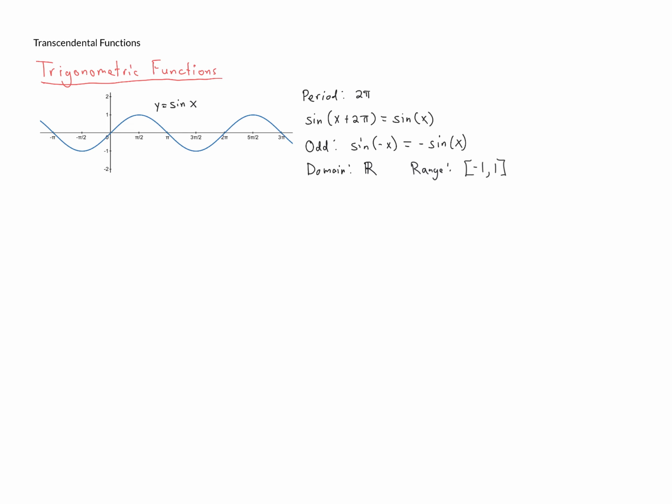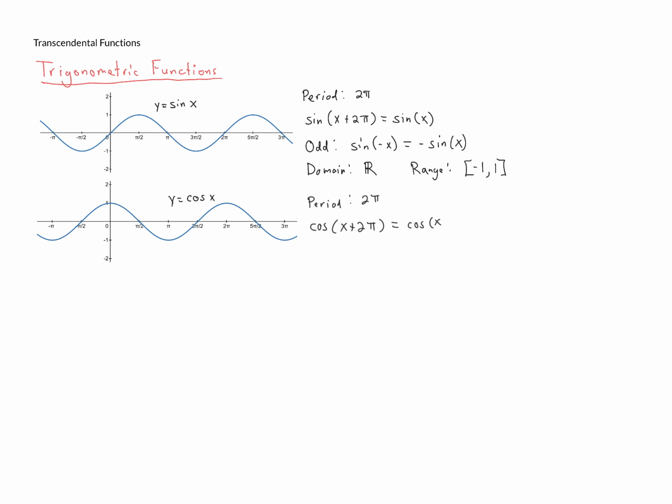Let's look at cosine. Here we have a graph of y equals cosine of x. It starts at 0, 1, and then goes down and up, again, in a periodic fashion. Every 2 pi, the graph repeats itself again. So again here, we can say the period is 2 pi. And so that means that cosine of x plus 2 pi is equal to cosine of x.